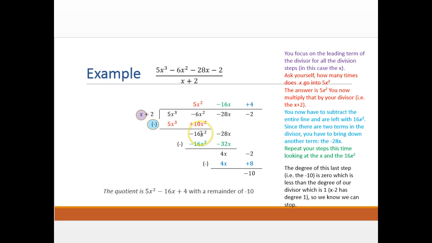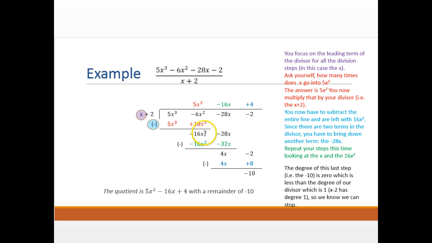Now, just like we would have to bring down in prior division problems, we also have to bring down here. The rule of thumb for bringing down is we look at the divisor. We have x plus 2. There are two terms here. Remember, terms are separated by plus and minus signs. So there are two terms here, which means there has to be two terms here. I subtracted and got the negative 16x squared. I'm going to bring down the negative 28 now. The negative 28x.